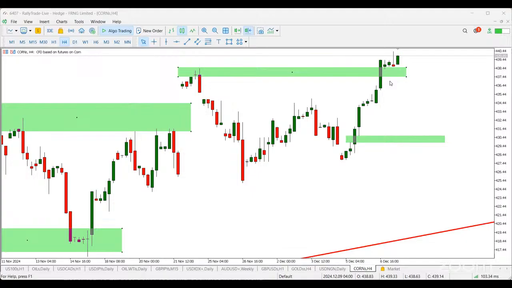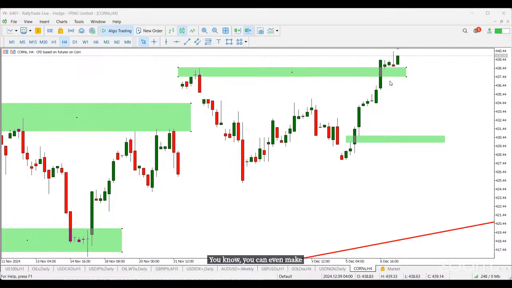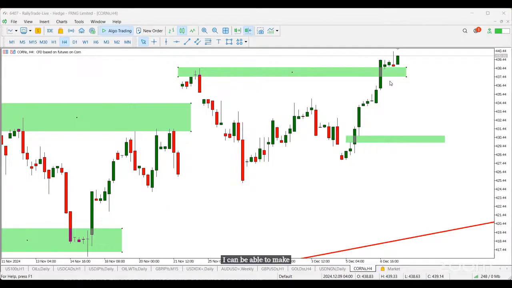There was a time when we said that to trade agro-commodity, it's safe for you to have at least ₦1 million. But that was when the dollar was around 1, 2 or thereabouts. Given the current rate of the dollar, I would say if you want to trade agro-commodity and be successful in it, you can trade with at least 2 million to 3 million, knowing that one pip with a standard lot, although you can't even do one standard lot with 3 million naira, can give you 700,000. So if I'm doing 0.1, I can make 70,000 naira per pip. And if I make 2 pips or 3 pips, I'm fine.